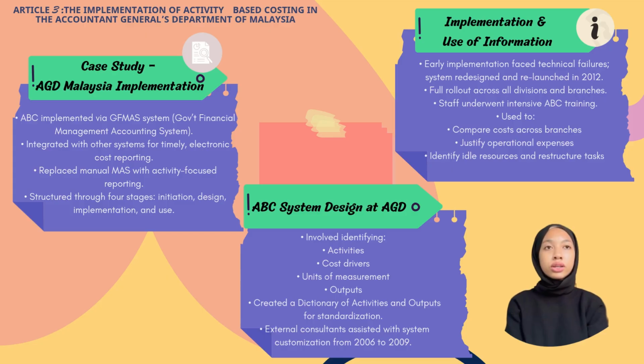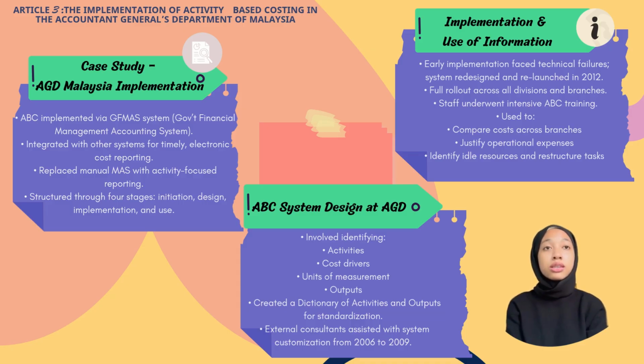The process began in 2006 when AGD decided to adopt activity-based costing as part of its transition to the GFMAS platform. A steering committee was formed and external consultants were brought in to design the system. The early years focused heavily on modelling AGD's wide range of operations. By 2009, the system was ready for trial, but technical issues like data inconsistency and integration problems delayed the rollout. The system had to be redesigned and was finally relaunched in 2012 with full implementation across all branches and divisions.